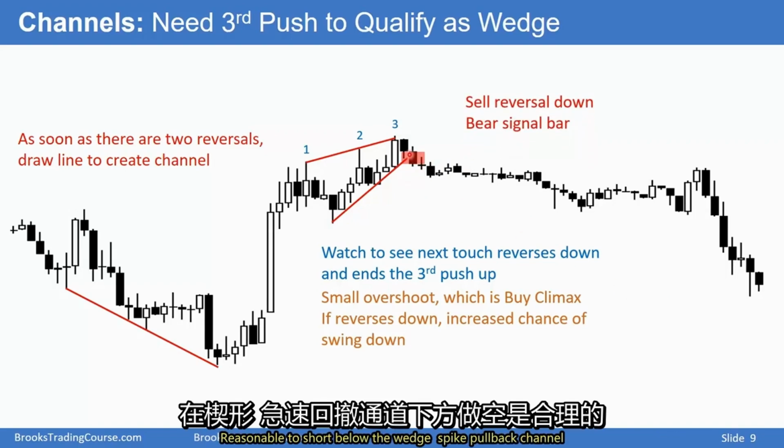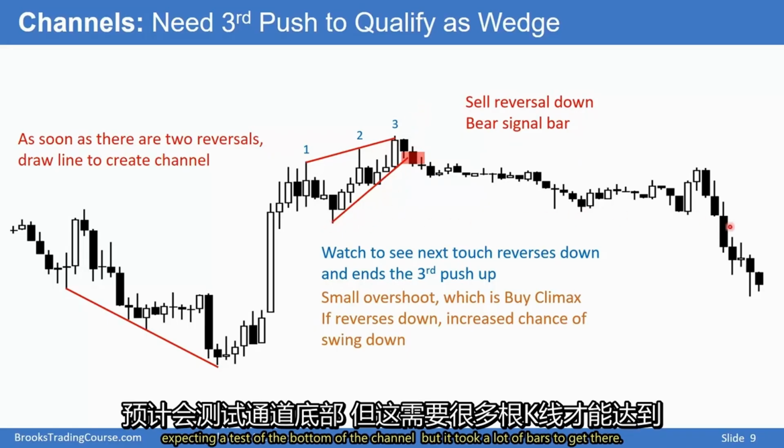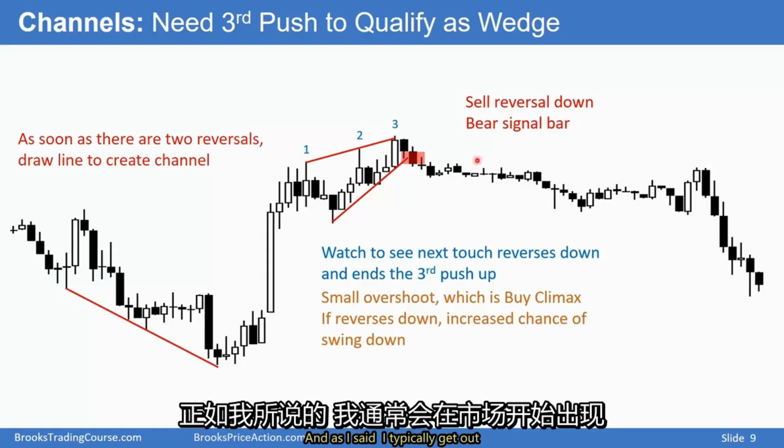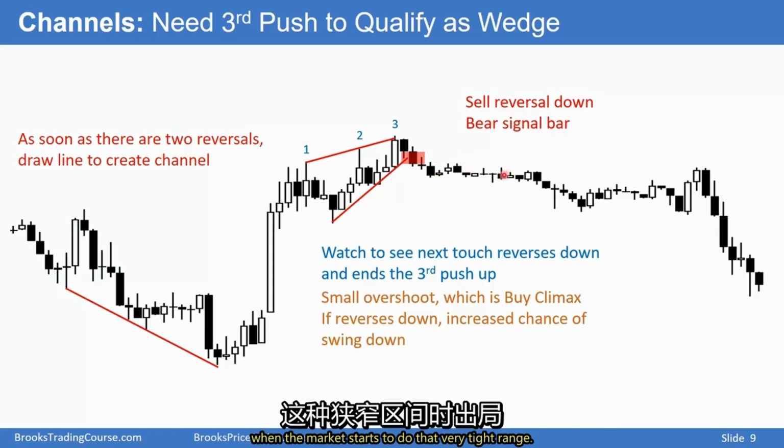Reasonable to short below the wedge, spike pullback channel, expecting a test of the bottom of the channel, but it took a lot of bars to get there. And as I said, I typically get out when the market starts to do that very tight range.